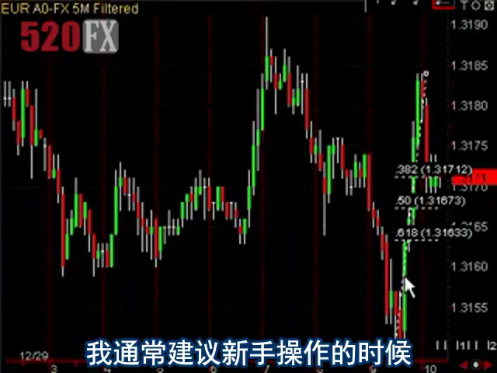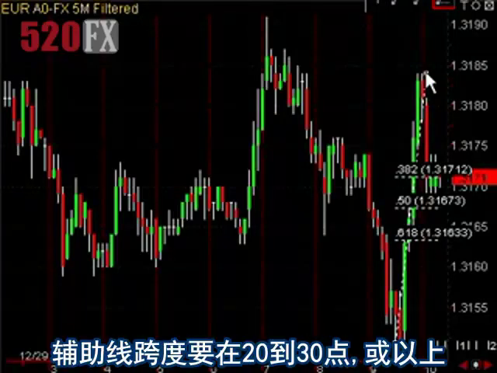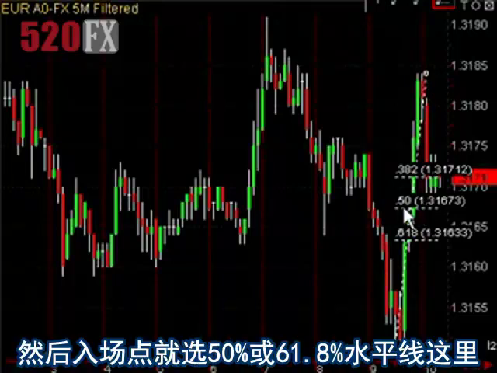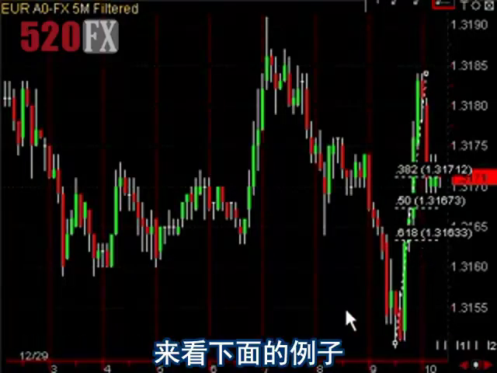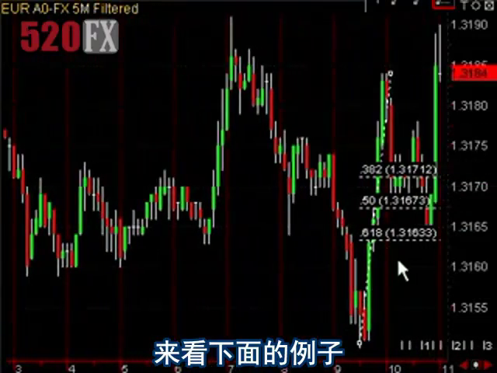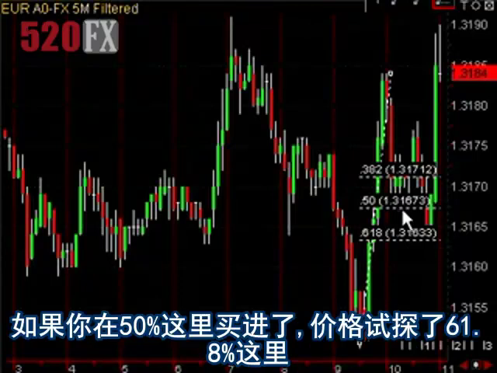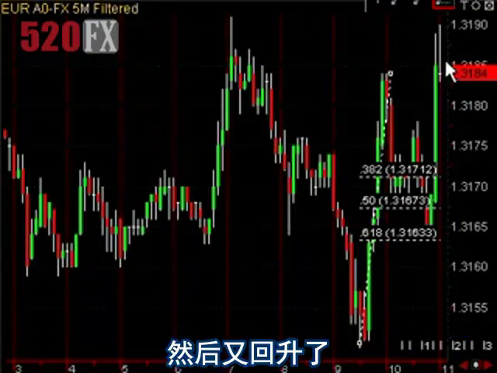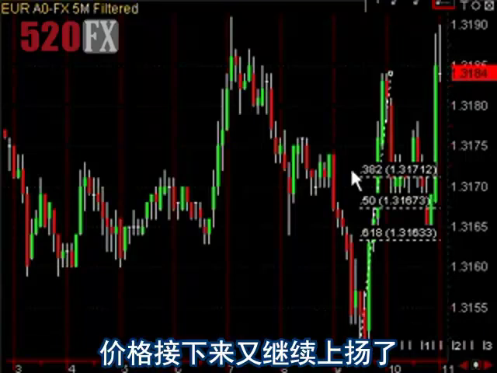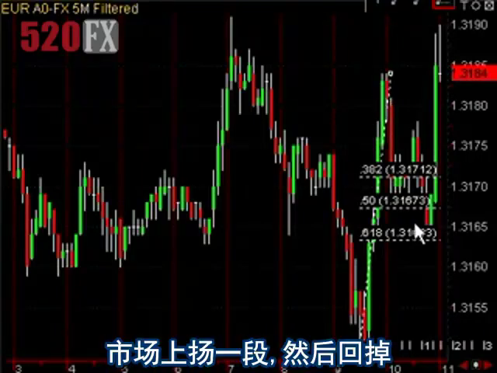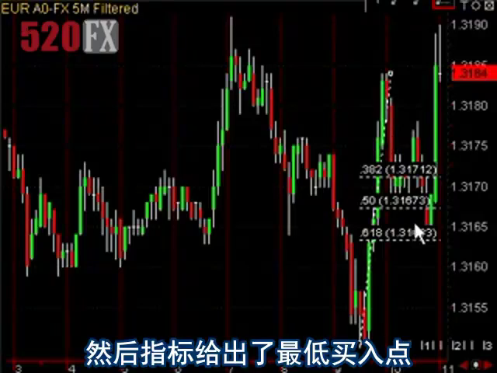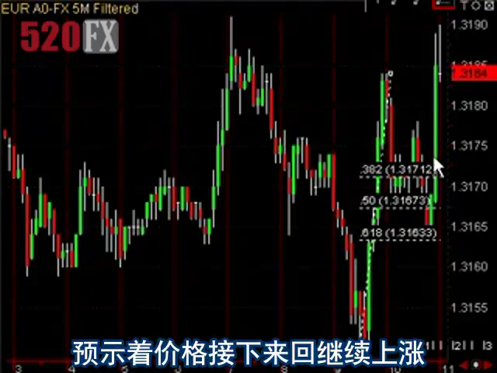I usually recommend to new traders the directional move has to be 25 to 30 pips or more, and you want to buy the 50 or 61.8% fib pullback. So let's look at this particular example. The market pulls right down to the 61.8% level. If you would have bought it to 50 and scaled in at the 61.8, the market continues its uptrend. See, the market makes a move up, pulls back, and the fibs give you a low risk place to buy in the direction of the trend in anticipation of the trend to continue.